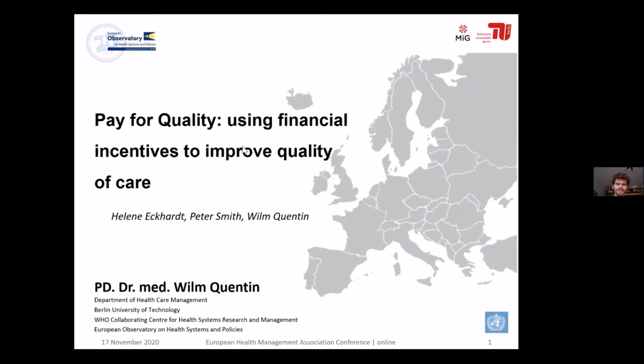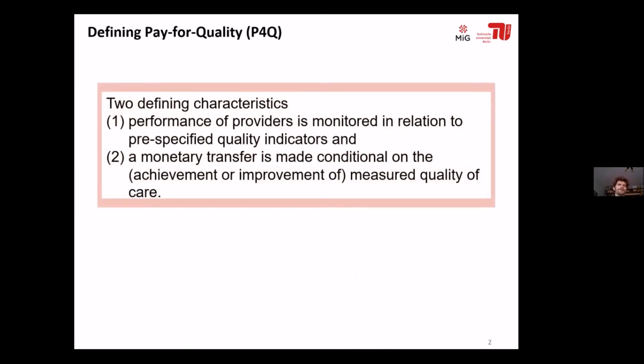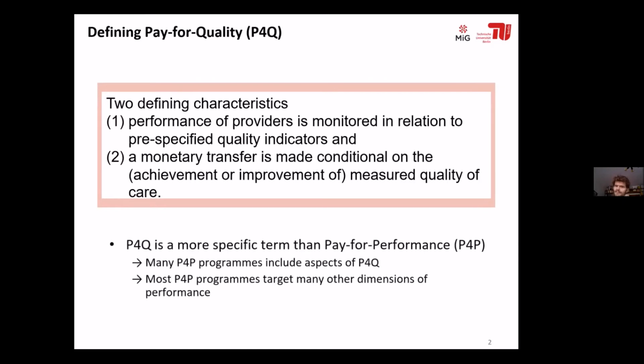To start, defining pay for quality, there are two defining characteristics. First, pay for quality uses and monitors the performance of providers in relation to pre-specified quality indicators. And second, a monetary transfer is made conditional on the achievement or improvement of measured quality of care. So it is important to first measure the quality of care and then to pay in relation to the quality of care that is being provided. And in fact, pay for quality, I prefer this term.